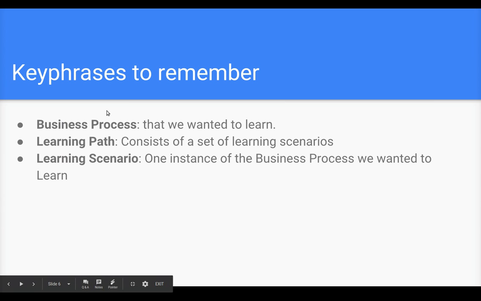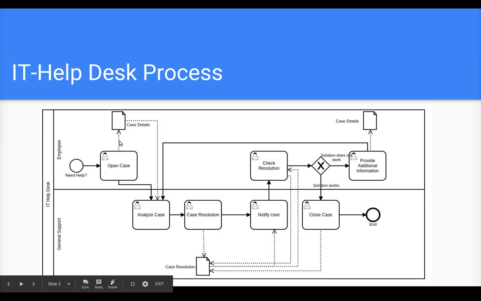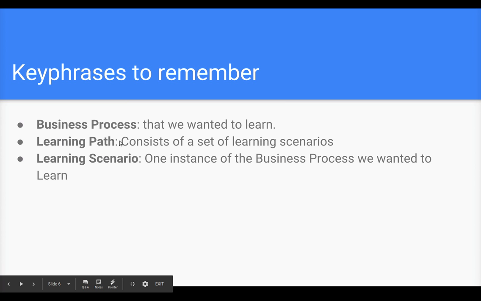You have to remember some key phrases, though this is not mandatory, like business process. Business process is the actual thing that you want to learn if you are an employee of a company. A learning path consists of a set of learning scenarios. A learning scenario is one instance of the business process that we want to learn. It's okay if you don't understand these concepts. I'm just giving you this introduction so that when you use the tool, you know what is present there.